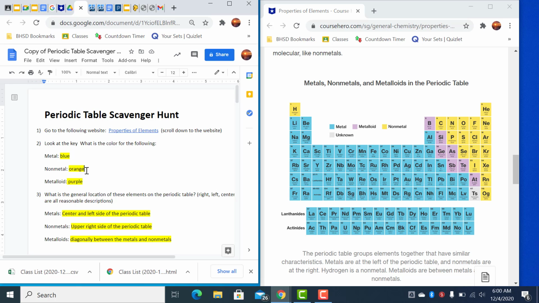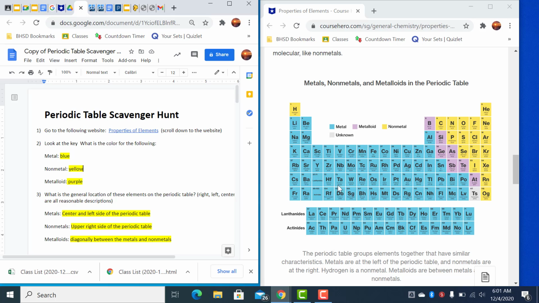So it's blue for metals, orange. Okay, I do know my colors. That's not orange, that's yellow. So let's change that. Yellow is the nonmetals here, and then don't forget hydrogen, and then purple are your metalloids there.